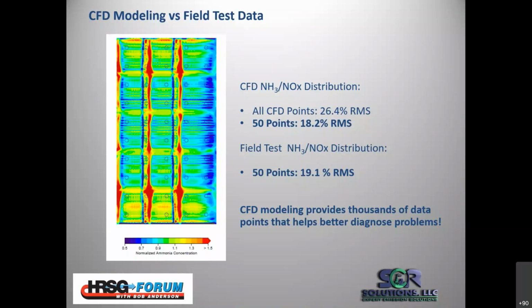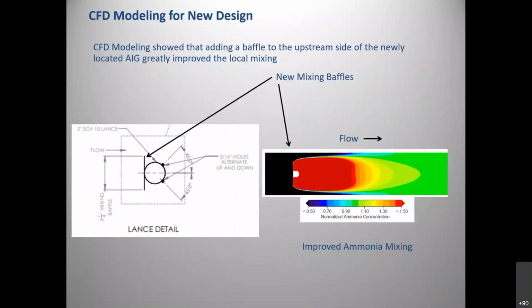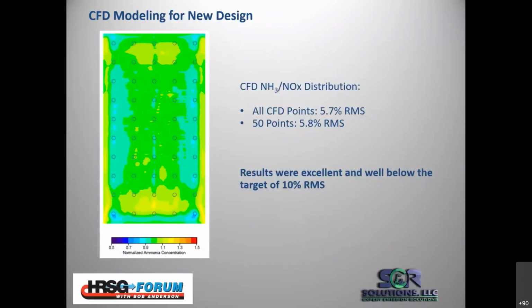So what we did in the field was fine for identifying where the problems were, but the CFD really helped to pinpoint it. The distribution was worse because we weren't picking up all the highs and lows. So we redesigned the AIG. This was part of the CFD that rolled into engineering drawings. We put mixing baffles on to boost the turbulence. And final results from the modeling show that we were able to get the distribution down to about 6%, which is phenomenal compared to where it was.